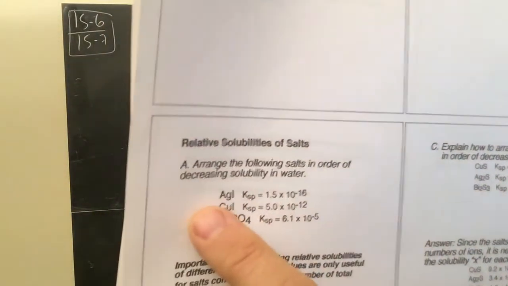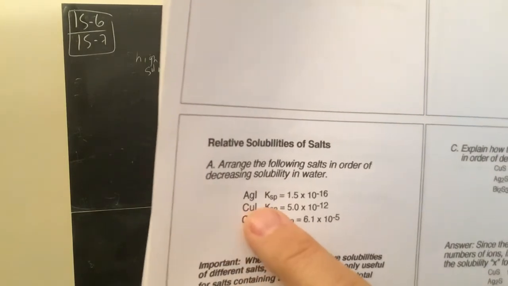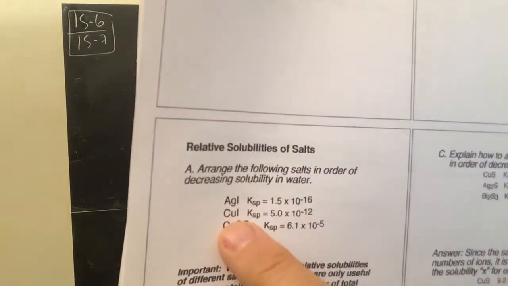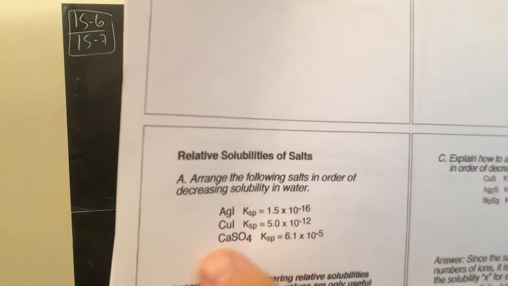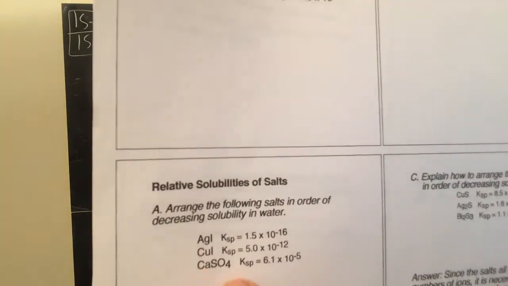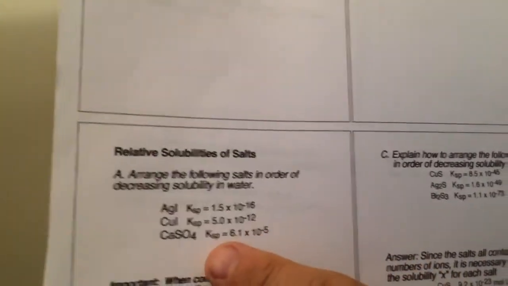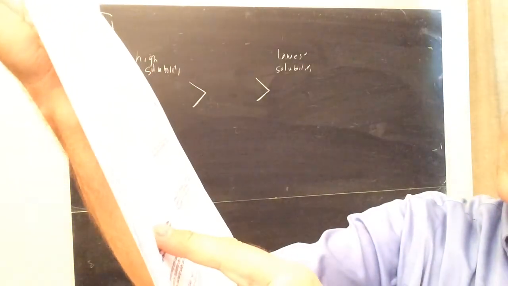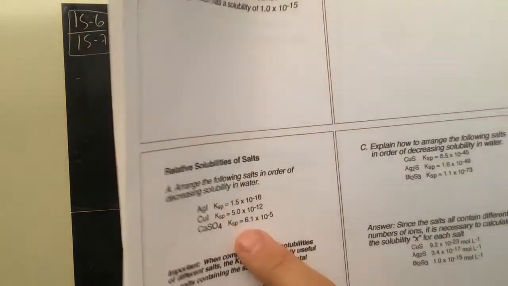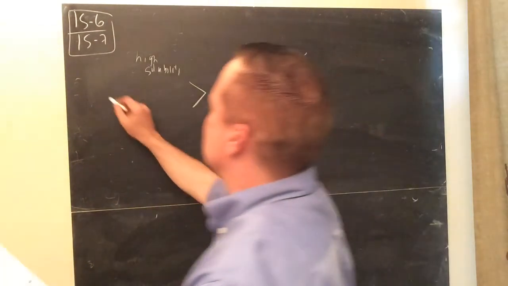That's decreasing. So, Ag and I, there's 1 positive Ag and 1 negative I. Copper I iodide, 1 copper positive and 1 I negative. Calcium sulfate, 1 calcium plus 2 and 1 sulfate negative 2. If they have 1 positive and 1 negative ion, all of them, you can look at their Ksp values. And so the one that has the highest number, which is 6.1 × 10^-5, that will be the most soluble right there. So 6.1 × 10^-5 will be calcium sulfate.